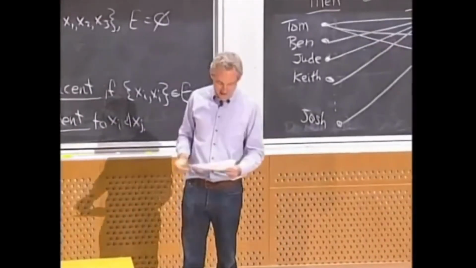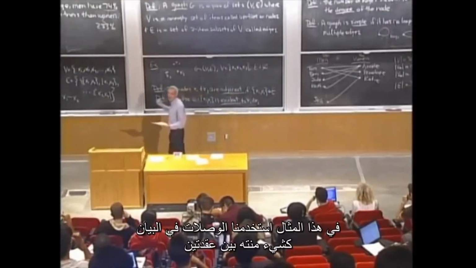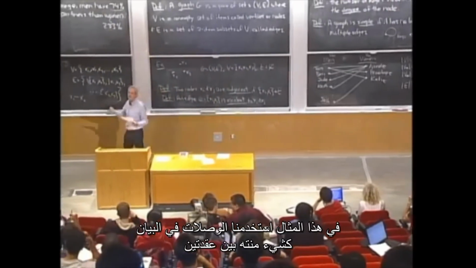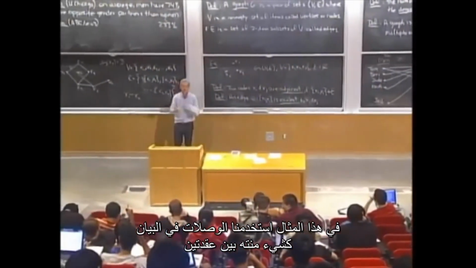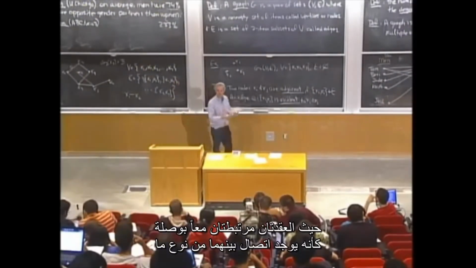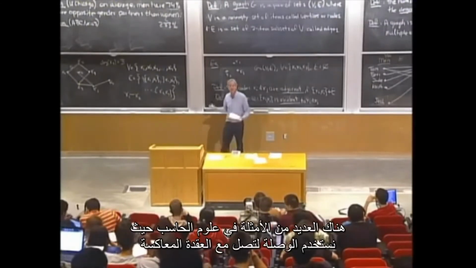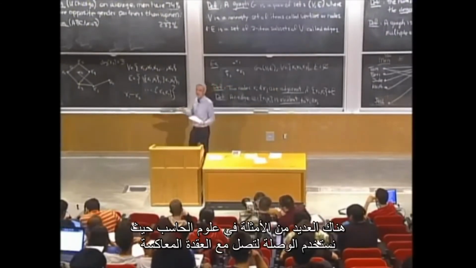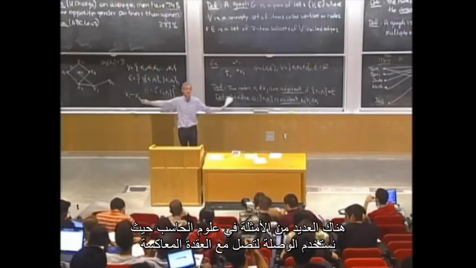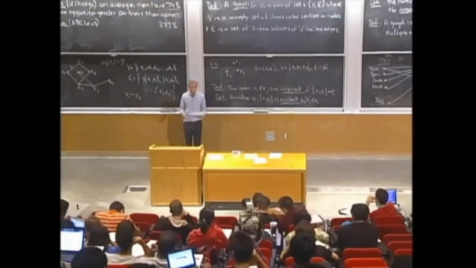Okay. Now, in this example, we used an edge in the graph to denote some kind of affinity between two nodes. The two nodes liked each other in some sense if they were connected by an edge, or they had a relationship of some kind. There are lots of examples in computer science where you use an edge to denote just the opposite, that the two nodes can't be near each other or don't like each other.